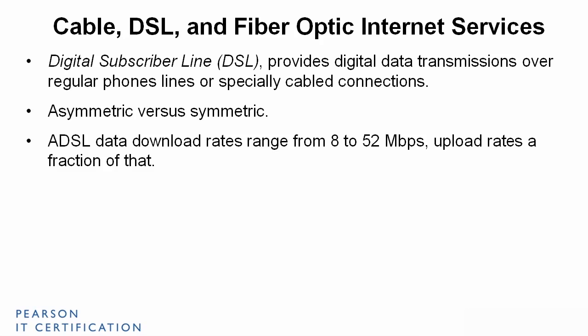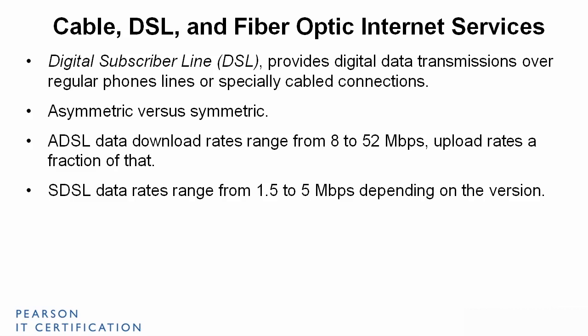It's generally geared toward the consumer that requires more downstream bandwidth than upstream. And you can see here the download rates range from 8 to 52 megabits per second, depending on the version. And upload rates, they're going to be a fraction of that. Maybe 1 megabit per second upload. So there's a whole group of ADSL technologies. But the idea behind this is that you're normally using the phone line that's found in many homes and offices, and also that it's asymmetric. The download speed is much faster, and the upload speed is going to be slower. It's going to be a fraction of that.